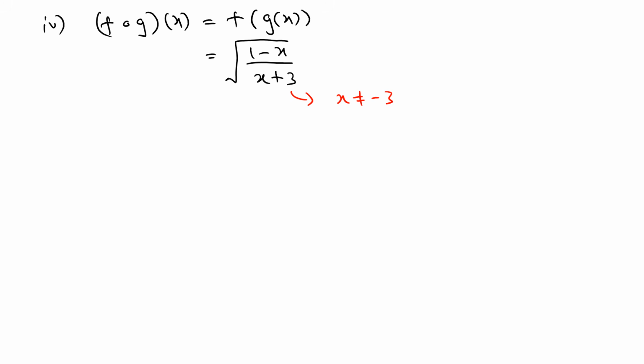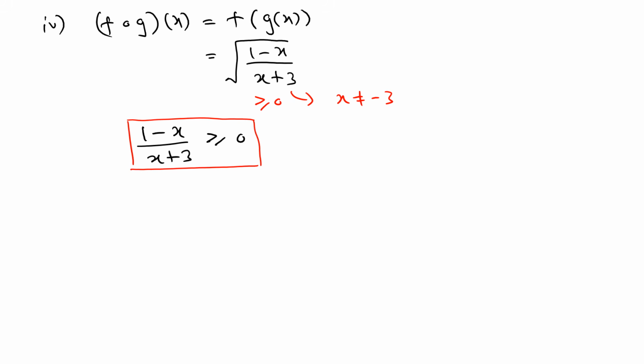So now what we're trying to do is, this is called a square root function, so we want to make sure that the values we plug into the square root function are greater than or equal to 0. And also we cannot plug in negative 3 into the denominator because it's going to make it 0. So our condition is (1 minus x) divided by (x plus 3) greater than or equal to 0. Now we're going to solve this rational inequality. This is a simple rational inequality problem. That's the reason why we did that earlier. Now we know how to do this.